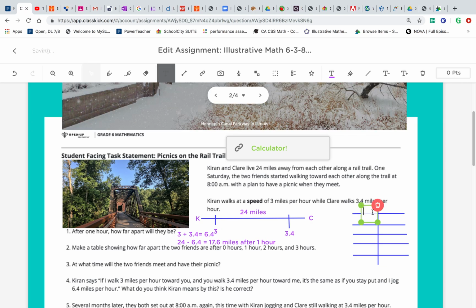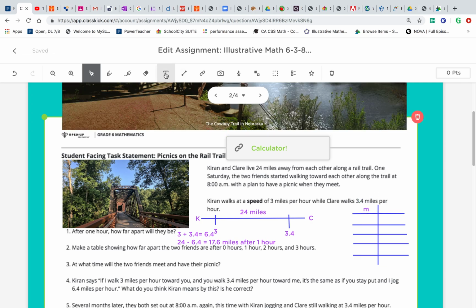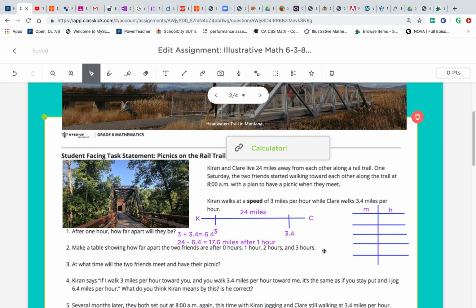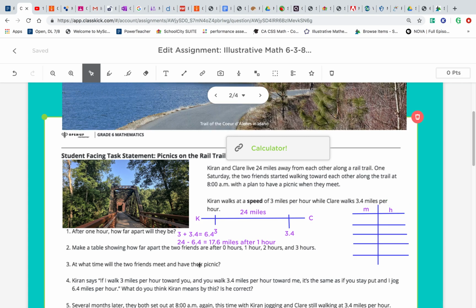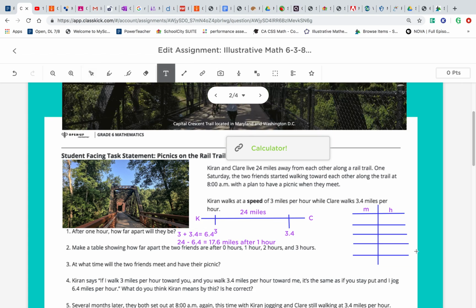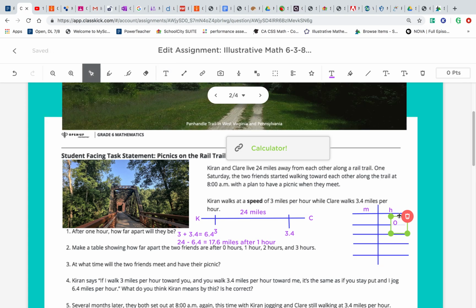We'll have one column can be miles, and then the other column can be hours. And I'm just going to use the first letter for those, miles and hours. Okay, so let's see here. So it's after 0 hours. So I need to fill in a 0 for the hours. How many miles apart were they after 0 hours?